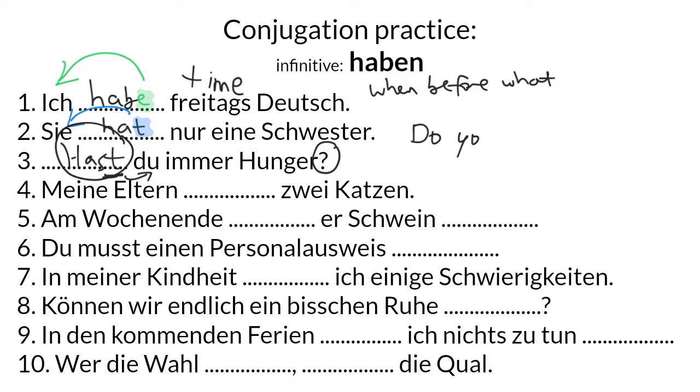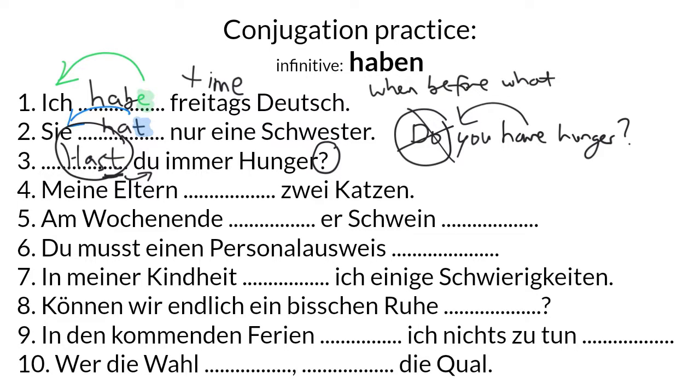Even if you know that it's have hunger, in English we'd say, do you have hunger? But that do, which sort of just exists as a helping verb in questions and also in negative statements, doesn't exist in German. So we're just going to start with the have.